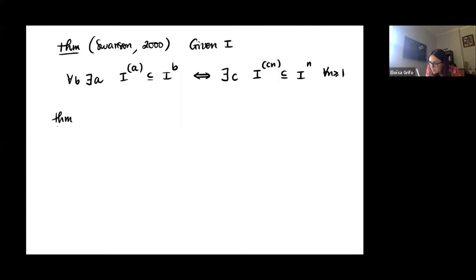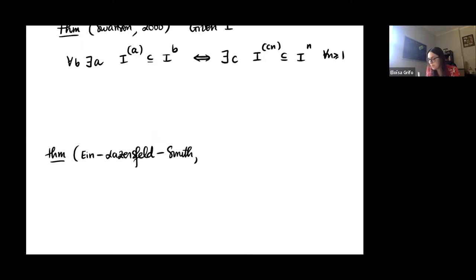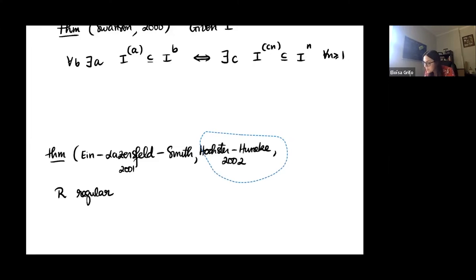But even more surprising, soon after, inspired by this, there came an answer over regular rings. So the theorem I'm about to write, I'm going to need a little bit of notation to write it, was proved over C by Ein, Lazarsfeld, and Smith using the theory of multiplier ideals. And then soon after, Hochster and Huneke proved the theorem in characteristic p using tight closure techniques. And then they use reduction to characteristic p to get the theorem whenever your ring contains a field. So it's going to be some theorem about regular rings. And then for a long time, this was all we knew.